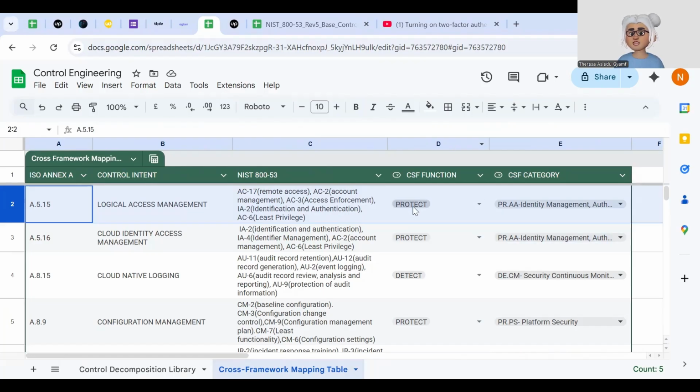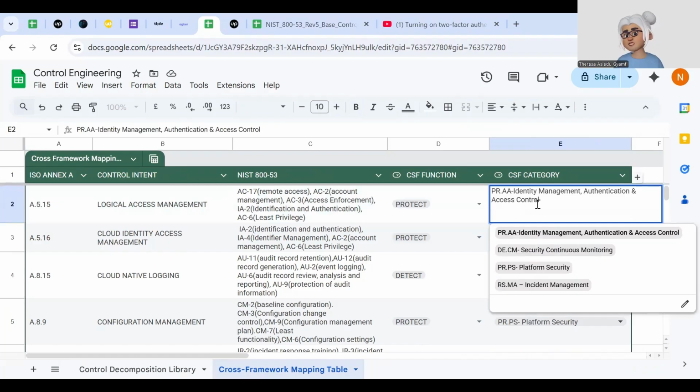We will also be meeting the protect function of the CSF, and also meeting the identity management, authentication, access control CSF category of the protect CSF function of NIST. I hope this makes sense and this helps you better understand what it means to engineer control and eventually map it to other frameworks.